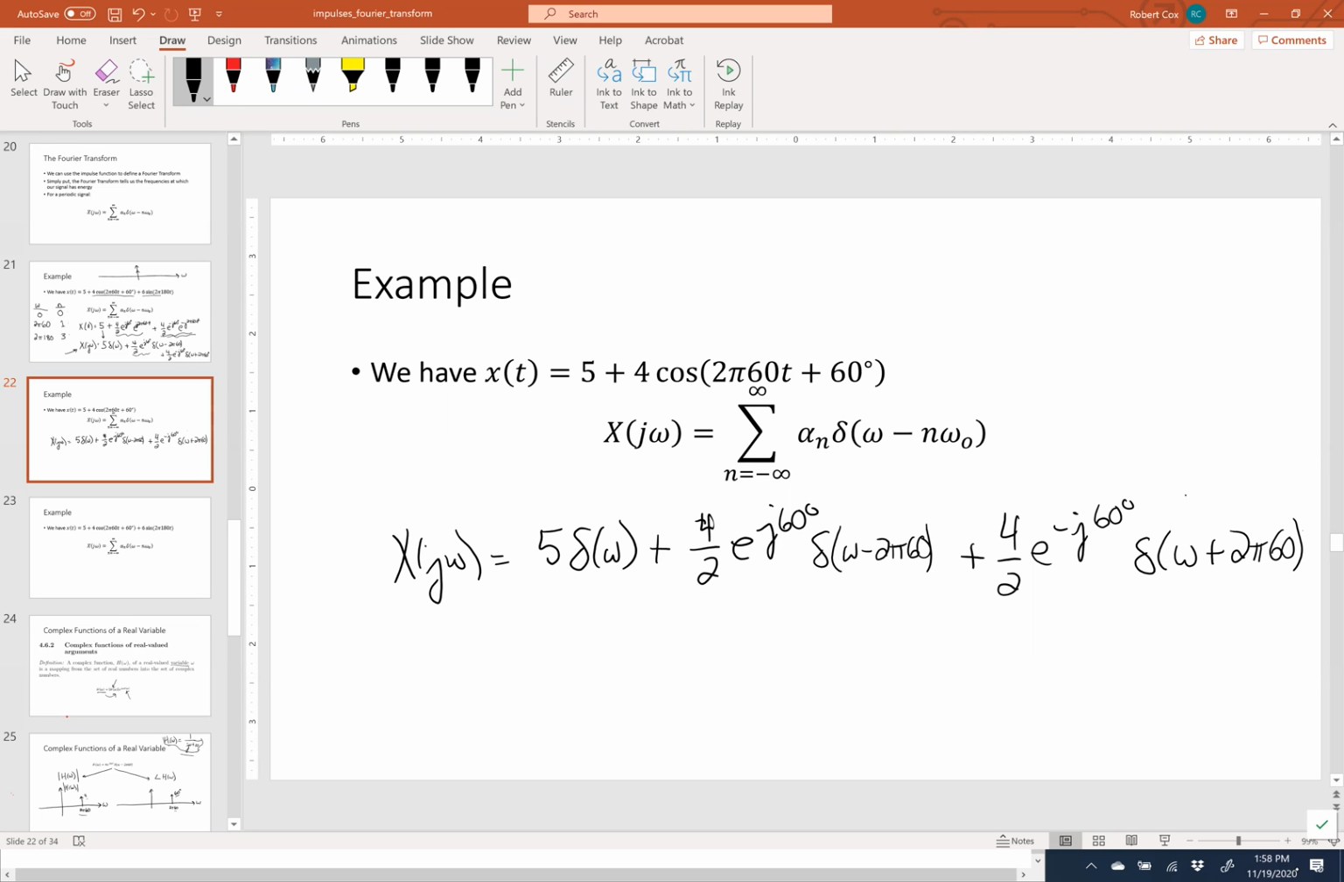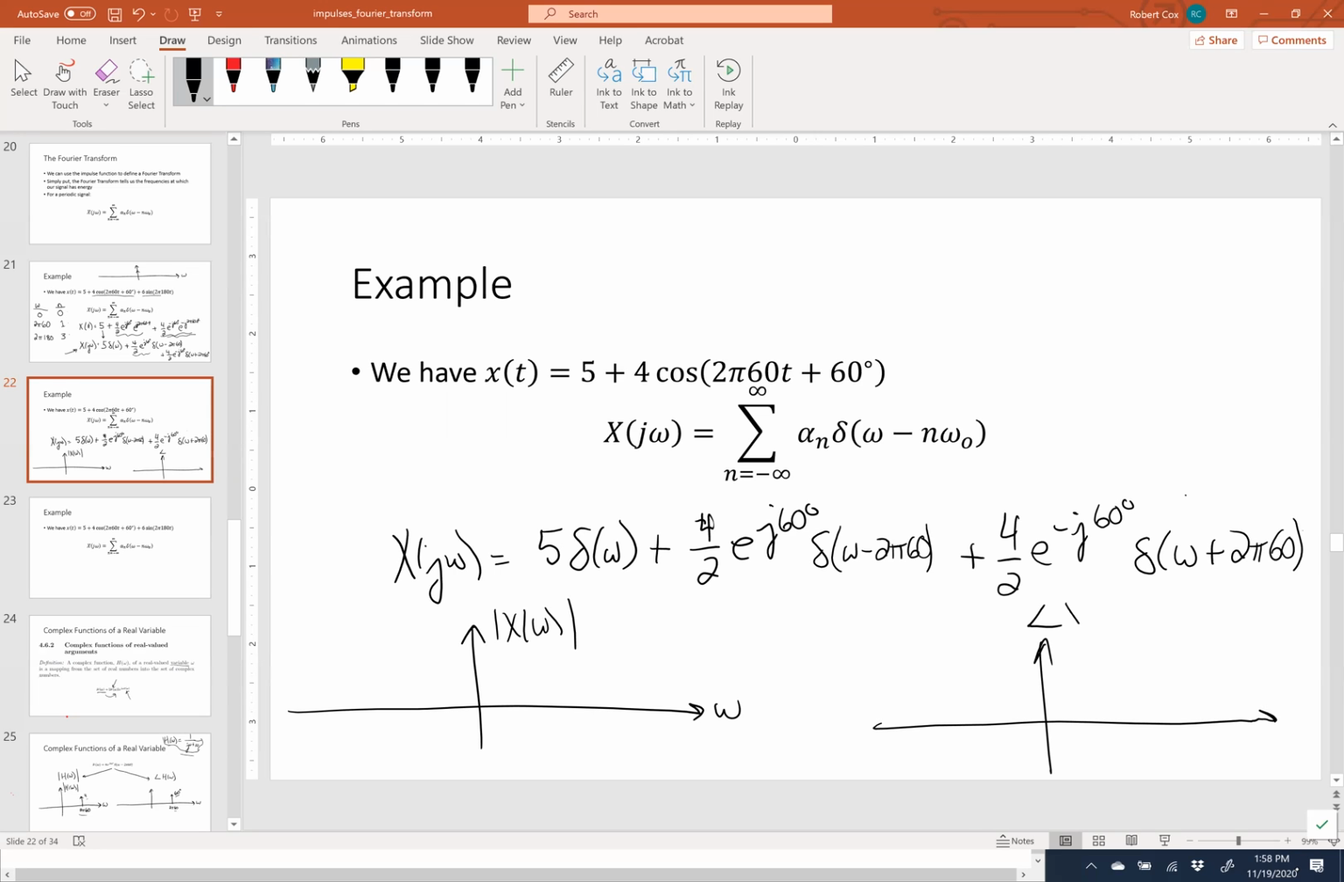So what I want to do is plot the magnitude of X of omega, and plot the angle of X of omega. How would I do that? Starting with the magnitude, at 0 I would have a magnitude of 5. At 2 pi 60, I'd have a magnitude of 2. And I would also have a magnitude of 2 at negative 2 pi 60.